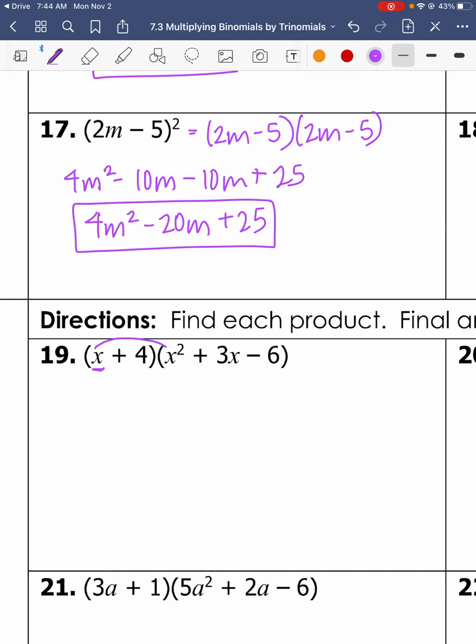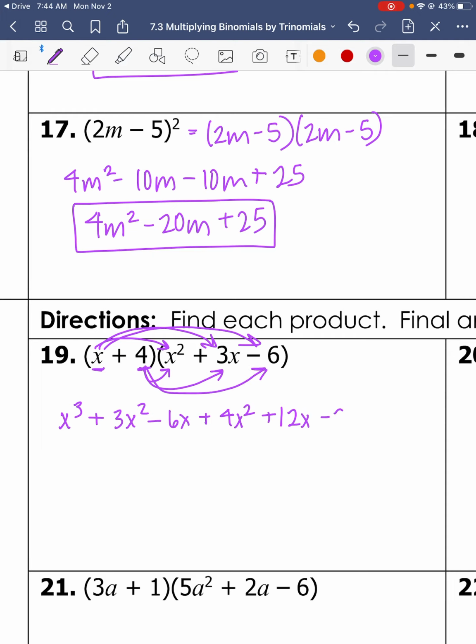So first we're looking at x here. We're just going to distribute x among the second trinomial. So x times x squared is x cubed. X times 3x is positive 3x squared. And then x times negative 6 is minus 6x. Okay, then looking at the 4, we're going to multiply the 4 times x squared. That's positive 4x squared. 4 times 3x is positive 12x. And then 4 times negative 6 is negative 24.